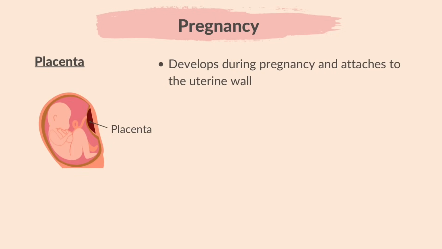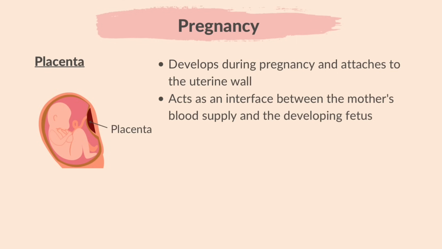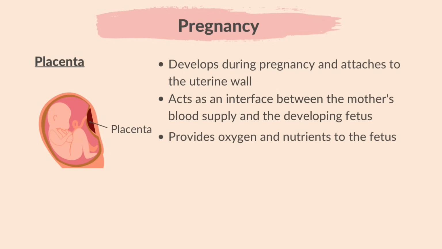The placenta develops during pregnancy and attaches to the uterine wall. It acts as an interface between the mother's blood supply and developing fetus. It provides oxygen and nutrients to the fetus. Movement of all molecules across the placenta occurs by diffusion due to the difference in concentration gradients. So dissolved nutrients like glucose, amino acids and fats diffuse across the placenta from the mother's blood.